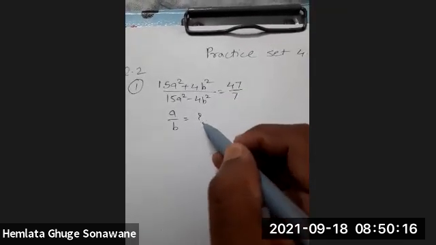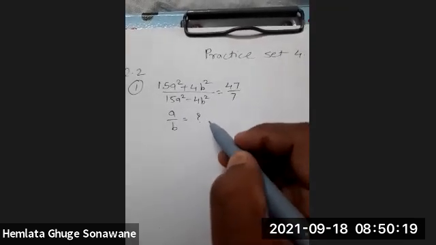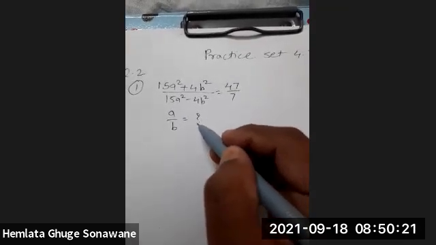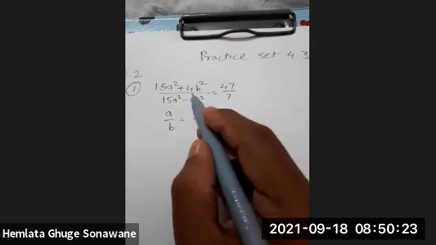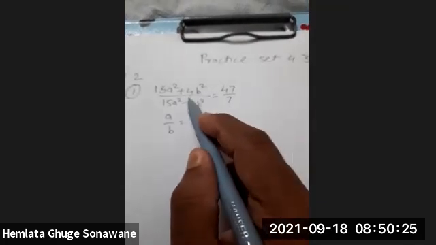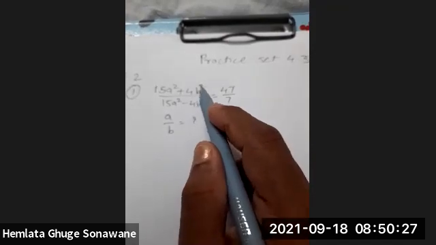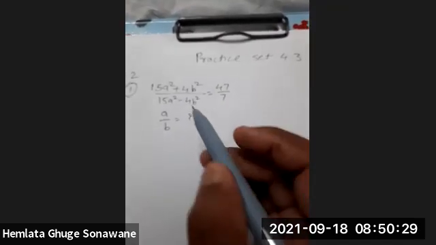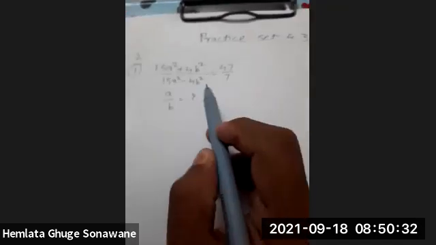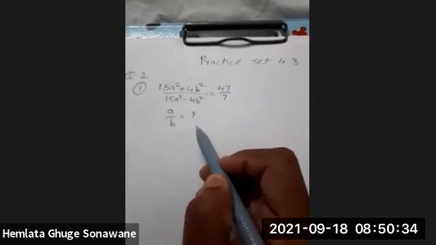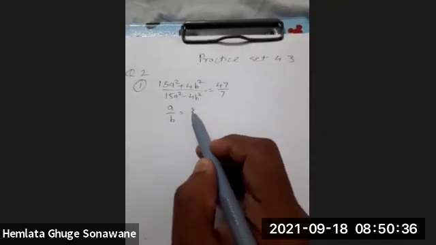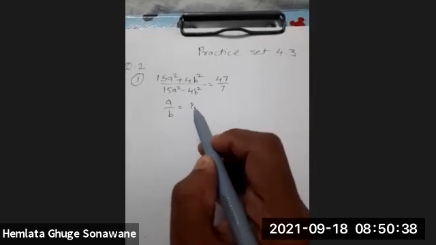Now first ratio is a upon b. We have to find out the value of this ratio. Now what is given in the example? That is (15a square plus 4b square) upon (15a square minus 4b square) is equal to 47 upon 7. So with the help of this we have to find out the value of a upon b.